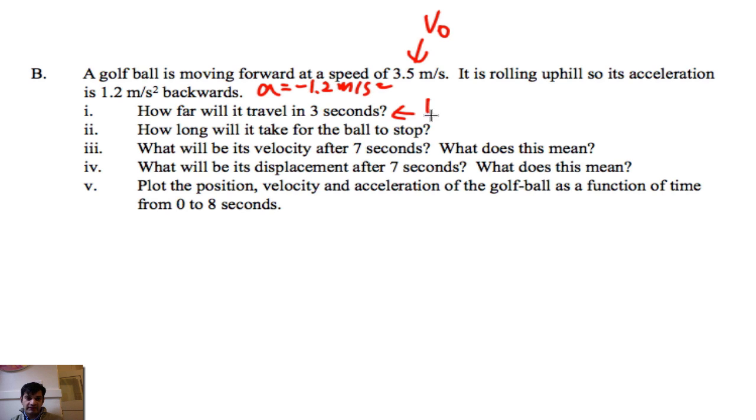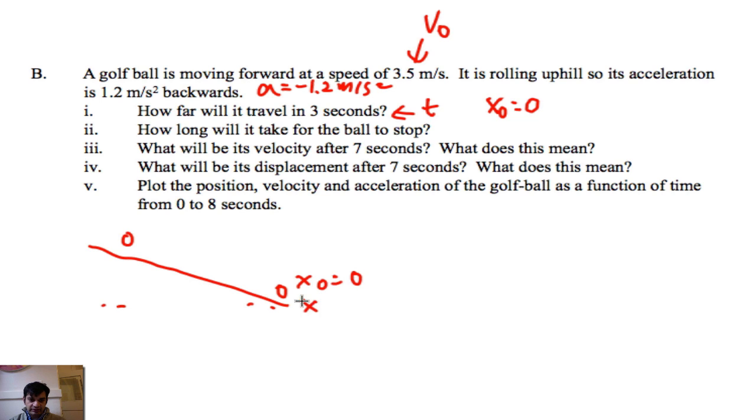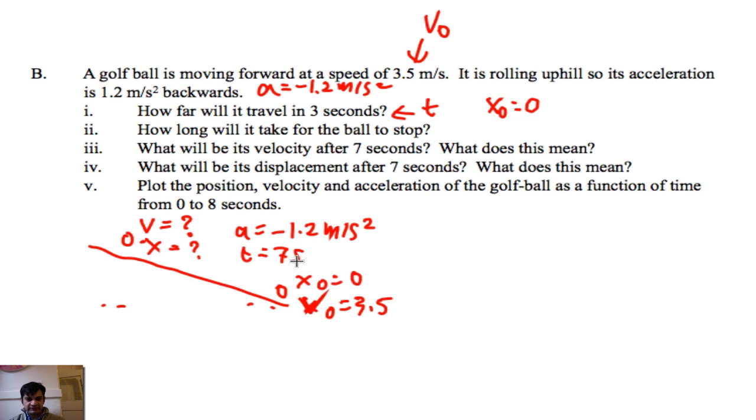And then we want to know how far it travels in 3 seconds. We're not told an x0, so we'll just assume it's 0. So let's actually draw this situation. We have this golf ball, and it's rolling uphill. It starts off here at a position of 0, and we're going to say that V0 is 3.5. We don't know what its velocity will be, and we don't know necessarily what its position will be here. We know that the acceleration is negative 1.2 meters per second squared, and we know that the time is 7 seconds.